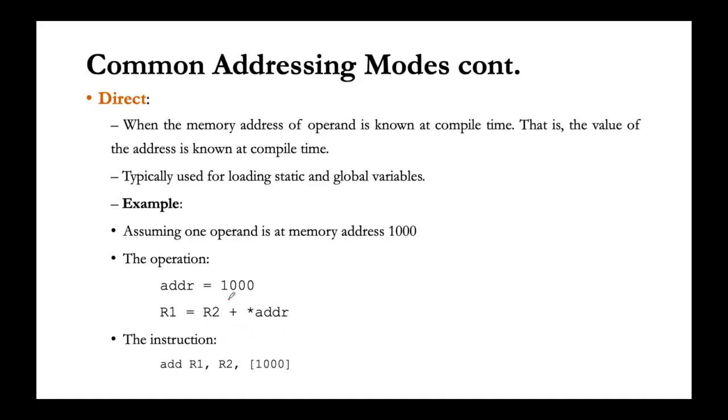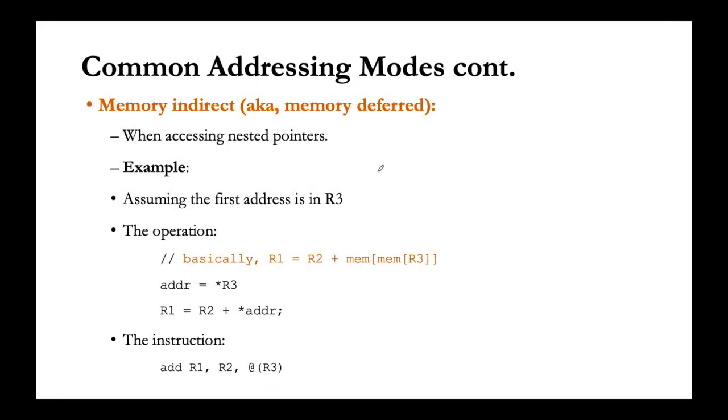So the operation here is addition. Destination is R1, source one is R2, whereas your address is represented in square brackets, the direct addressing mode. Right? Then comes the memory indirect. As we know, memory deferred is called memory direct. What is happening in memory indirect? When the operand is accessed through nested pointers, then the memory indirect addressing mode will be taken into consideration.